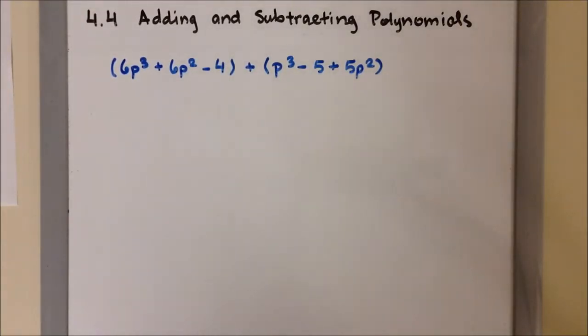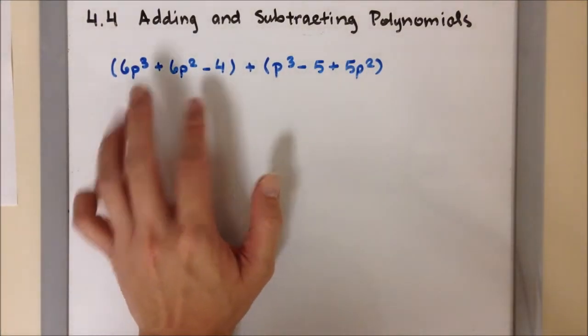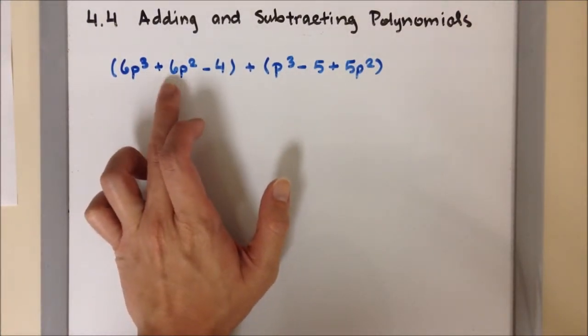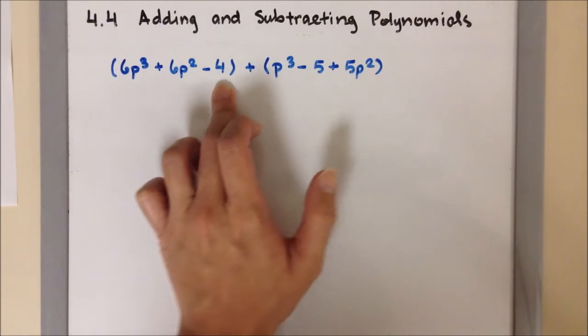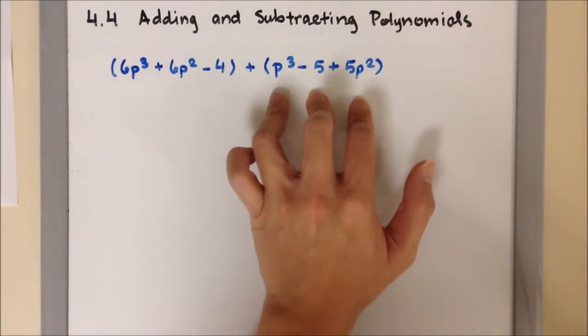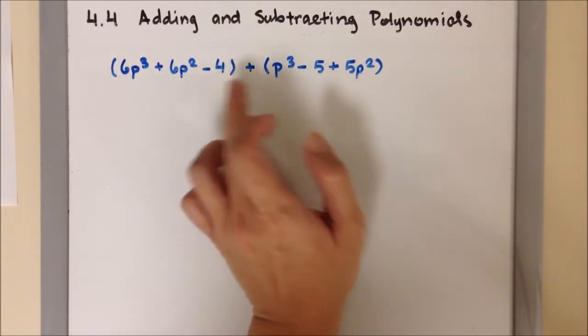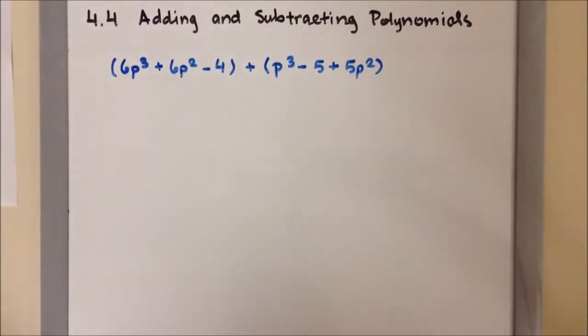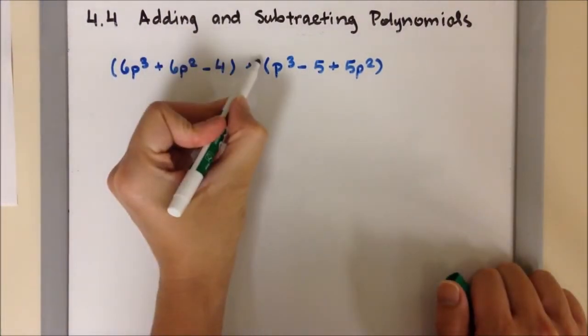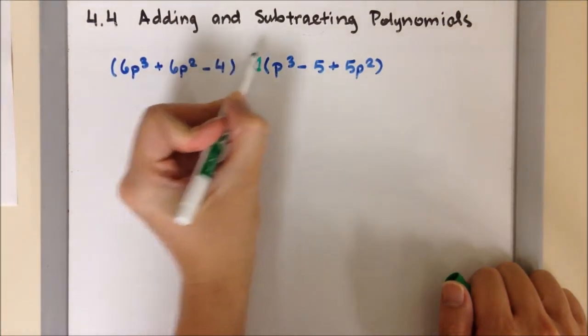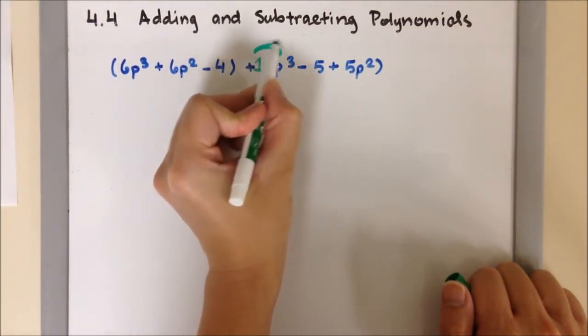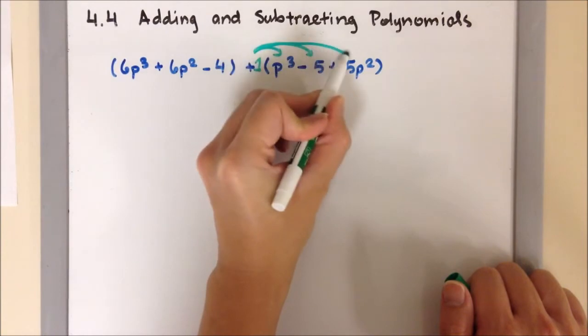In our second example, we have in our first set of parentheses 6p to the third plus 6p squared minus 4. And in our second set of parentheses, it's p to the third minus 5 plus 5p squared. And we're going to be adding. So just like before, it's going to be a positive 1.